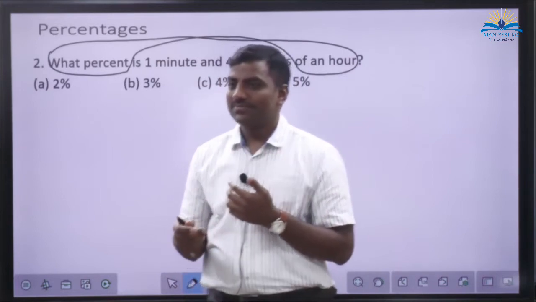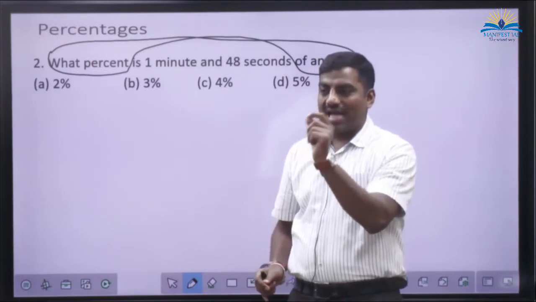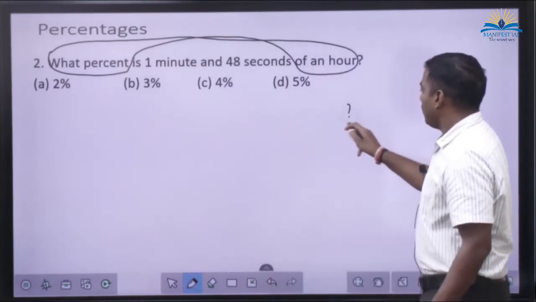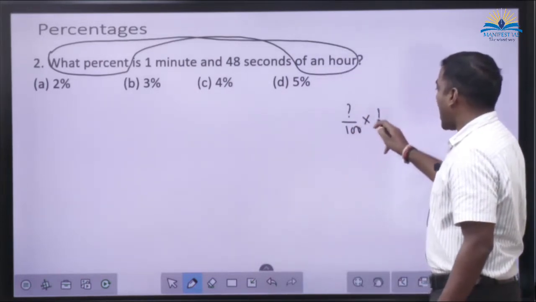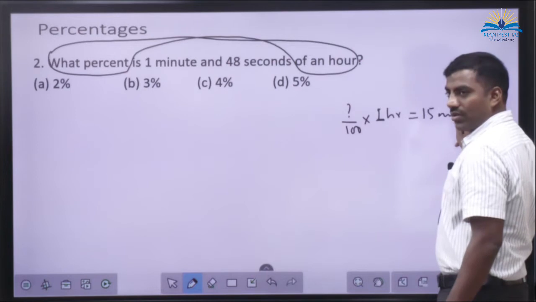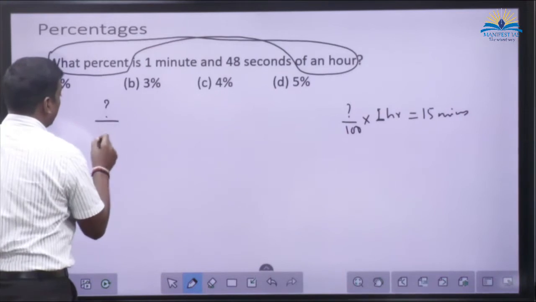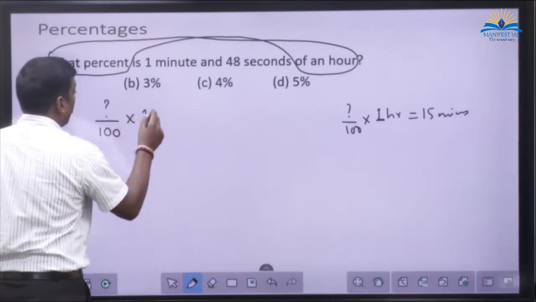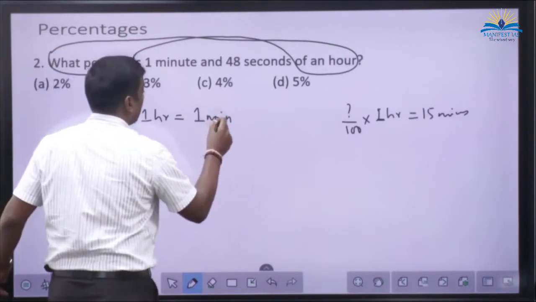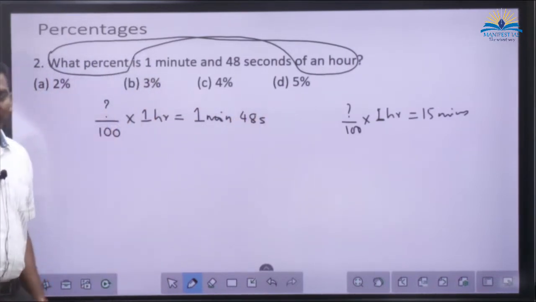Okay, what is the answer? 25%, right? What percentage of an hour is 15 minutes? That means what percentage of 1 hour is 15 minutes, right? Similarly, can I write here, what percentage of 1 hour is equal to 1 minute 48 seconds? Yes, makes sense?